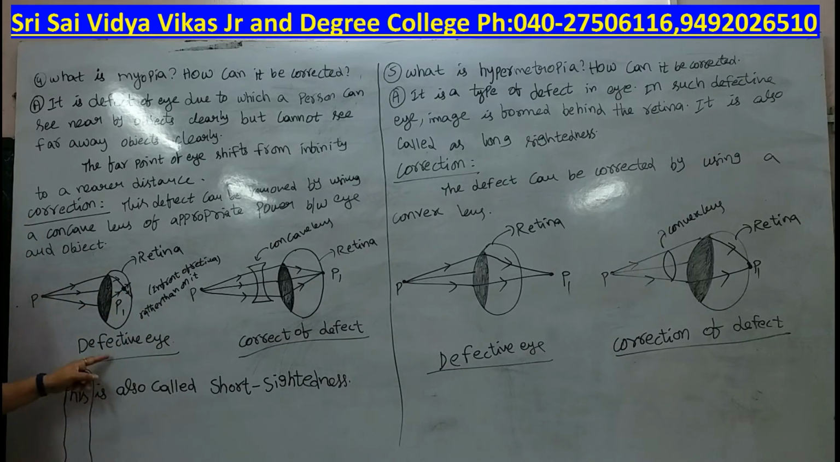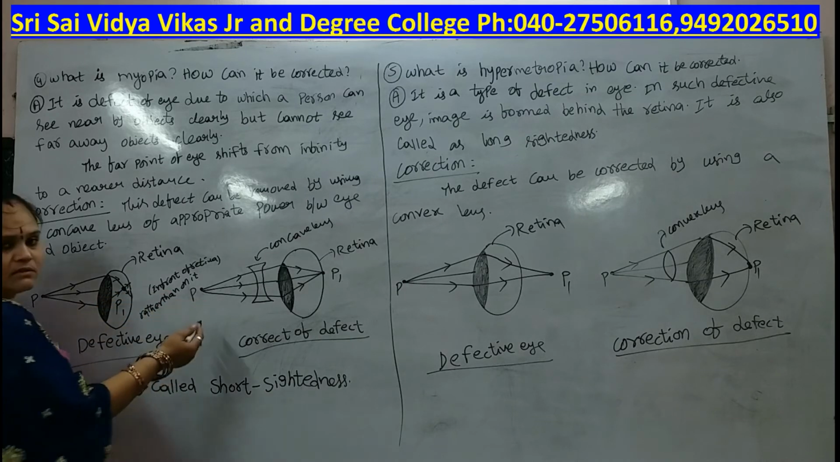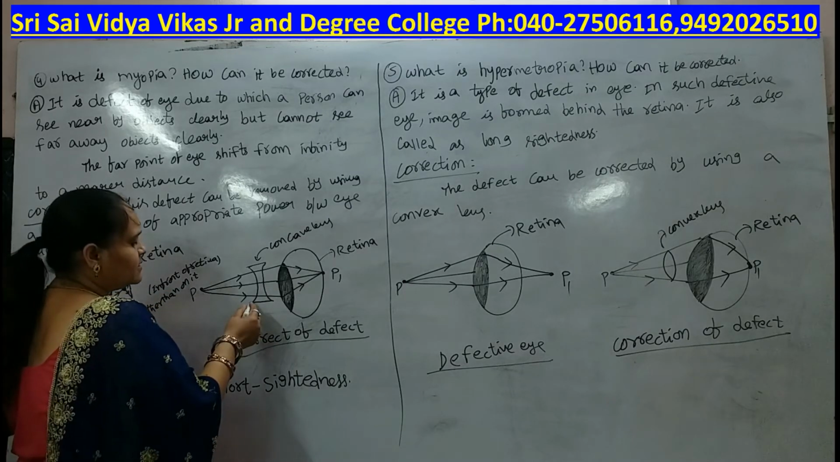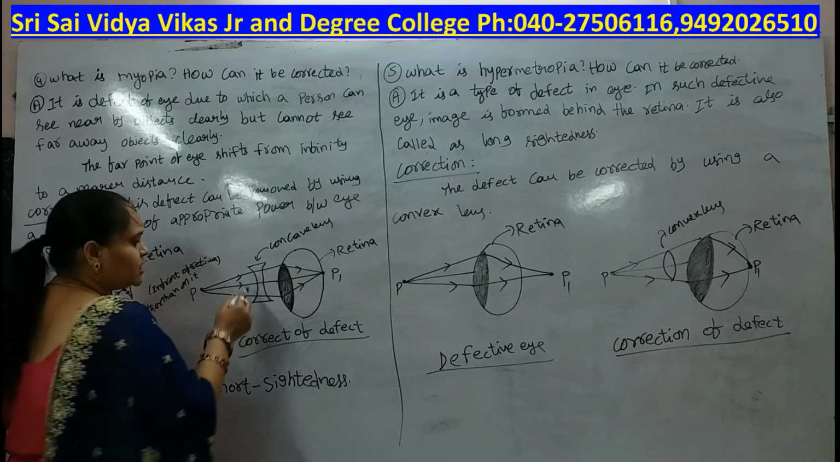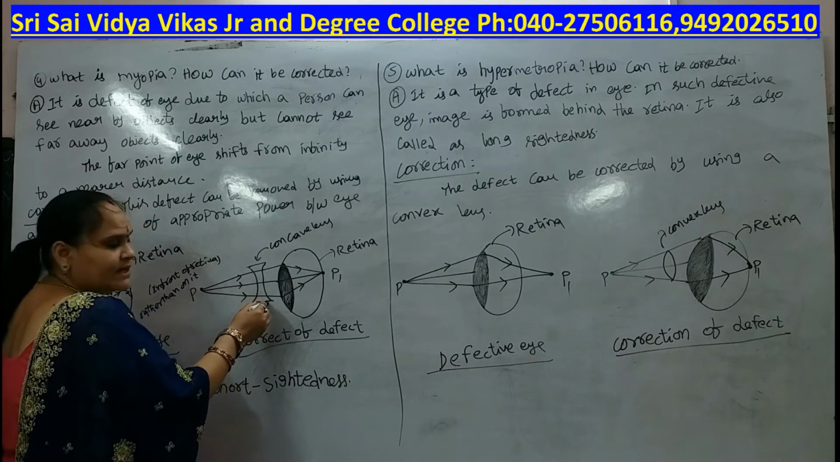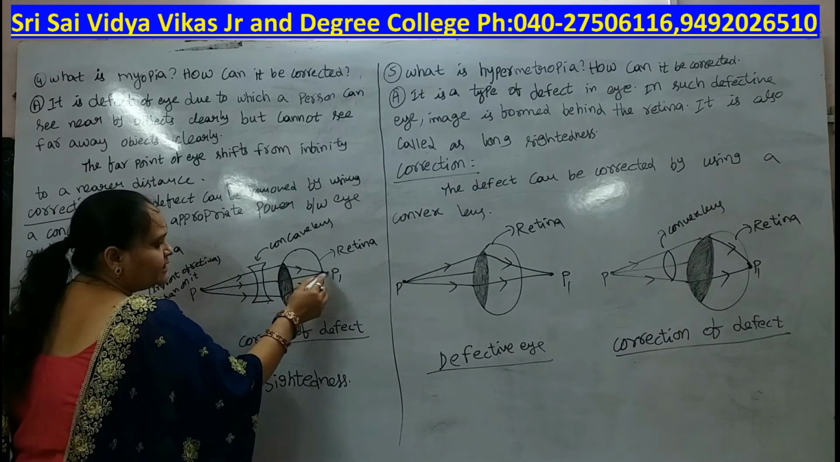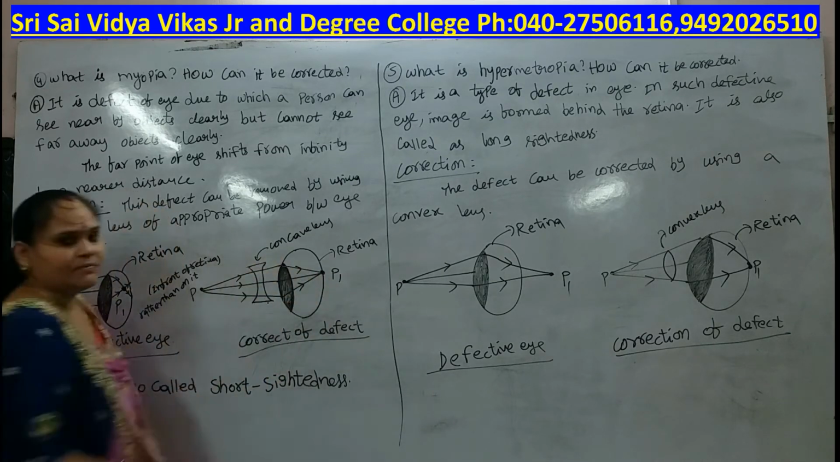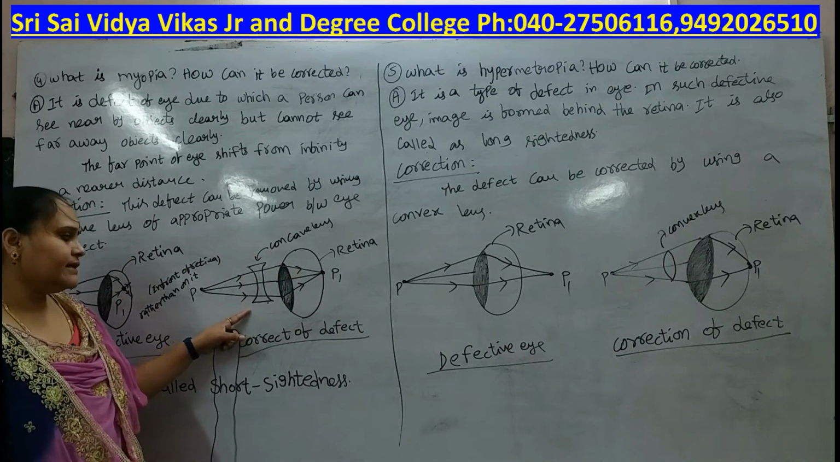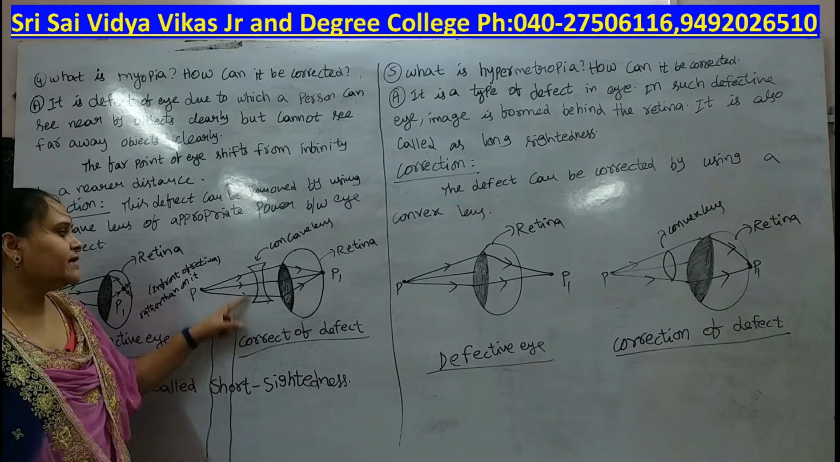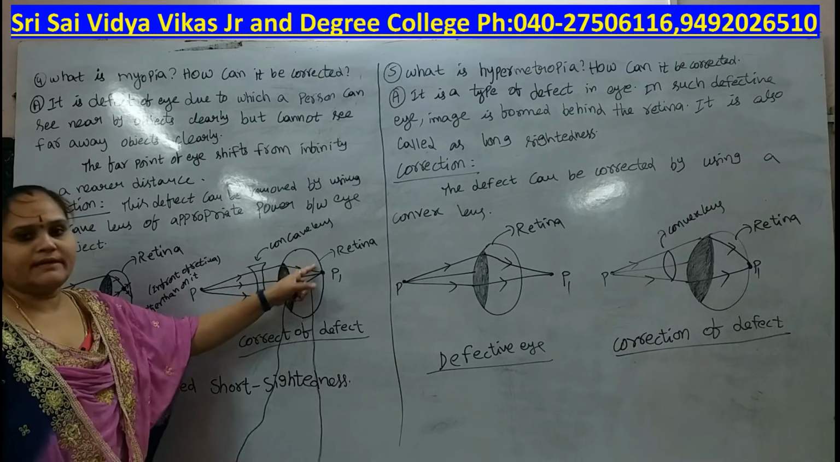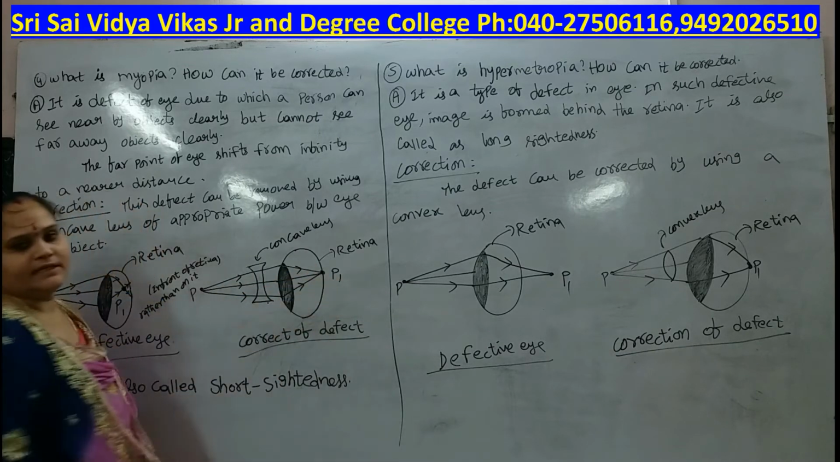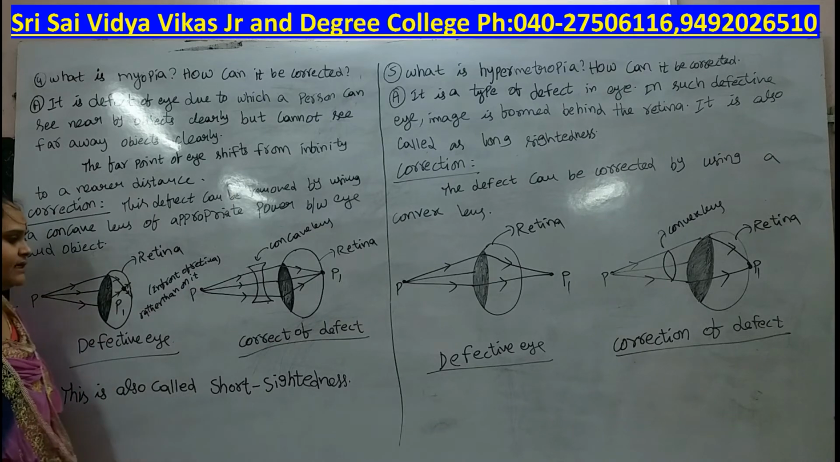This is the defective eye. The image is formed in front of the retina, not on the retina. We can remove this defect by using a concave lens. When a concave lens is placed, the image formed in front of the retina at P shifts onto the retina at P1. This defect can be rectified by using a concave lens. This is the concave lens, this is the retina, the image is formed on the retina. Okay, this is the corrected defect.